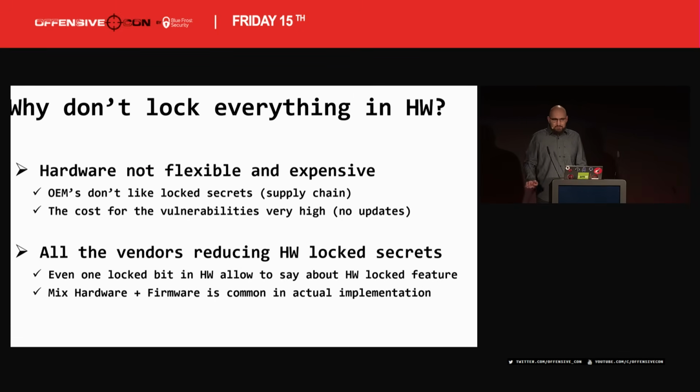Okay, so hardware is not flexible, it's expensive. OEMs don't like locking secrets there because the supply chain is very, very difficult for that. The cost of vulnerabilities is very high, no updates, right? So recalls or something like that. All the vendors are reducing hardware-locked secrets, they try to lock in bits or something like that to make it simpler, and mostly it's a mix of hardware plus firmware in common implementations.